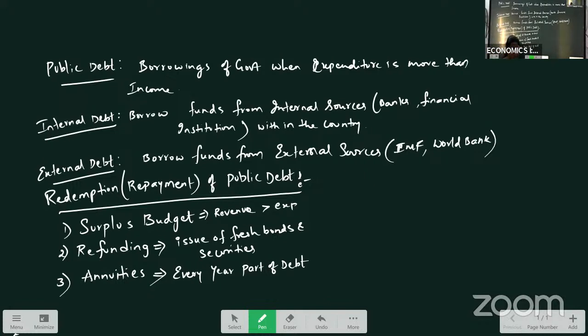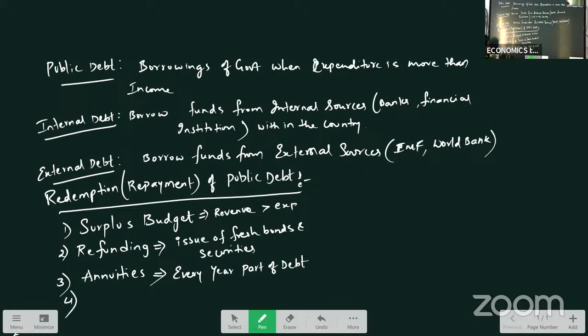Every year a certain amount will be kept aside by the government when they prepare the budget. That amount which is kept aside to repay the debt will be used for repayment of debt. So that is called annuities. Annuities means every year part of the debt will be cleared, like on an installment basis. So that is annuities.